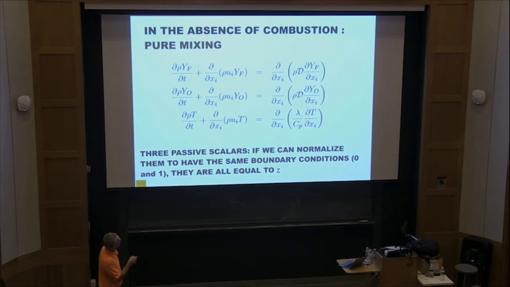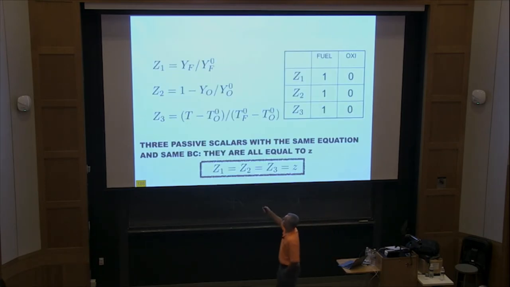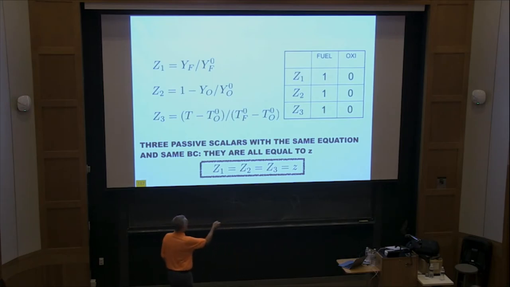So I could say that there is a link between all this if they would have the same boundary conditions. But for the moment, I haven't done that. But I can construct a passive scalar from Y fuel by dividing by the inlet fuel mass fraction. I can divide the oxidizer mass fraction by normalizing by the inlet mass fraction. And I can normalize temperature by dividing by the inlet fuel temperature minus the inlet oxidizer temperature. And then, if I do that, all my Z here, this one, and this one, they all have the same boundary conditions. So they must be equal. Okay. So if they're equal, I can say that Z1 equals Z2 equals Z3 equals the mixture fraction.